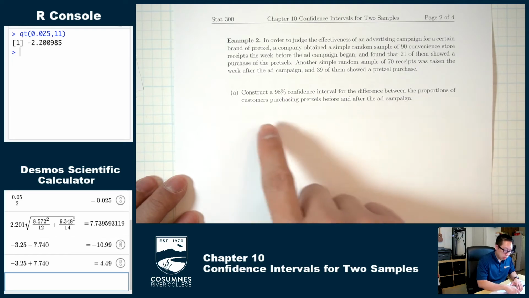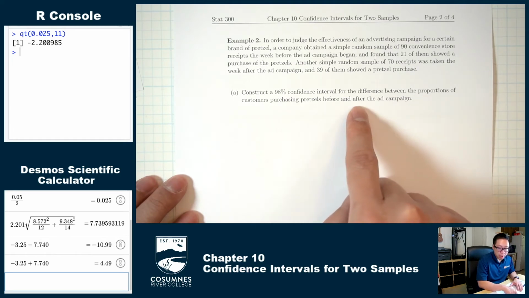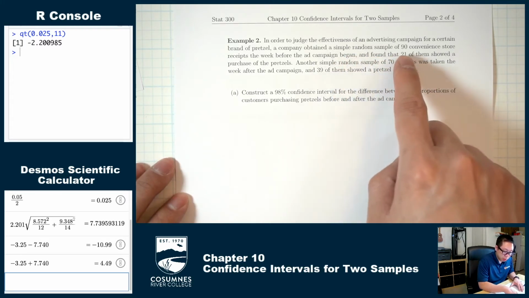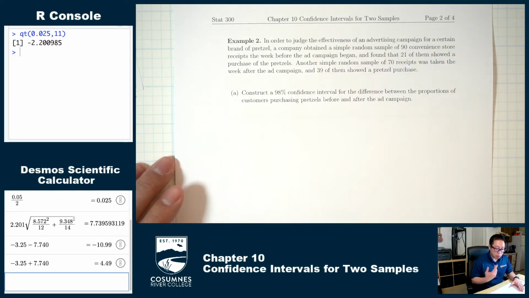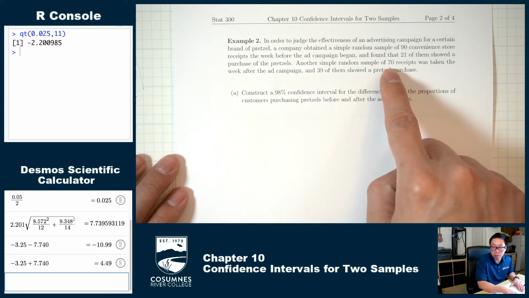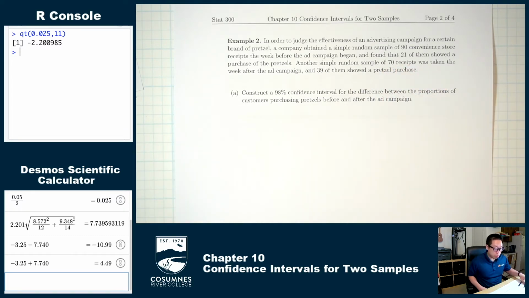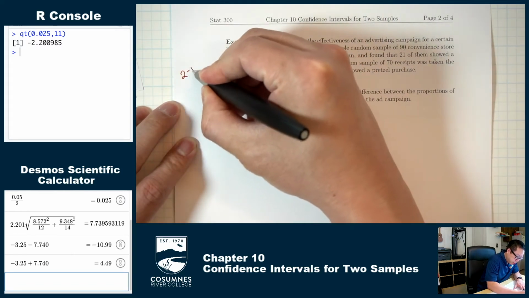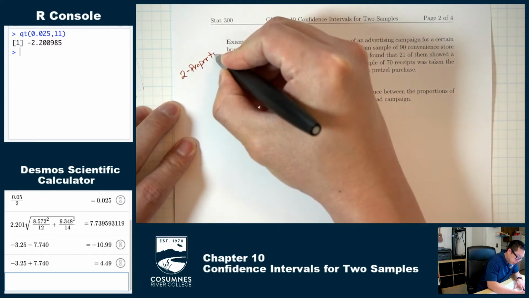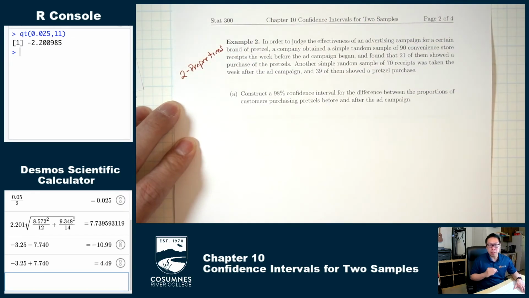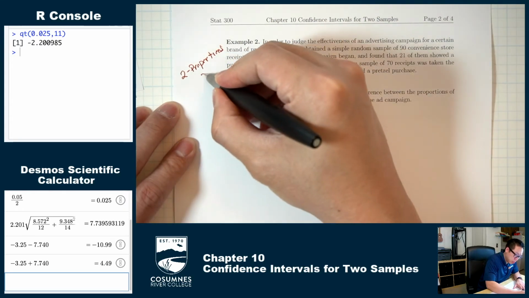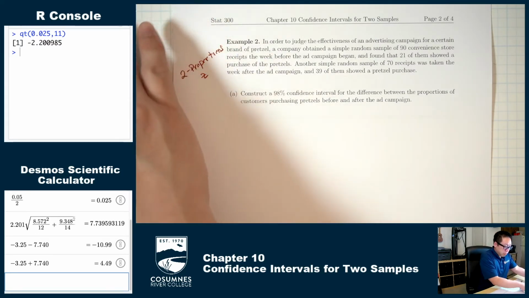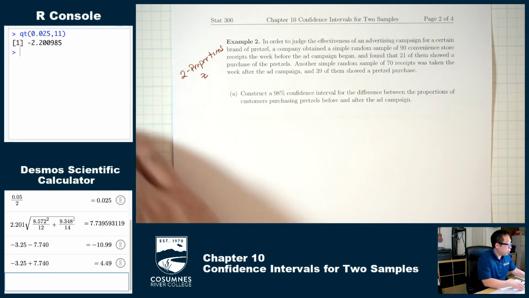The difference between proportions of customers purchasing pretzels before and after, right? So we have a sample before. We took a sample of 90 receipts before, and then we also took a sample of 70 receipts after. This is definitely going to be two proportions. And just to remind myself, for proportions I should be using z's throughout this problem.